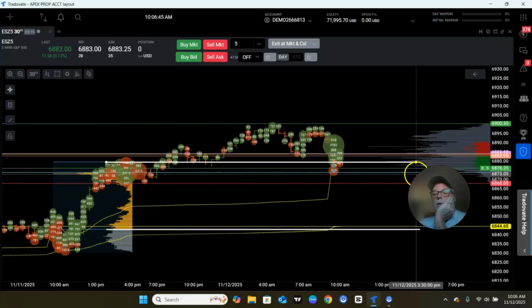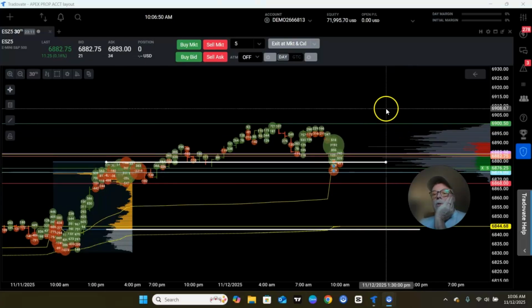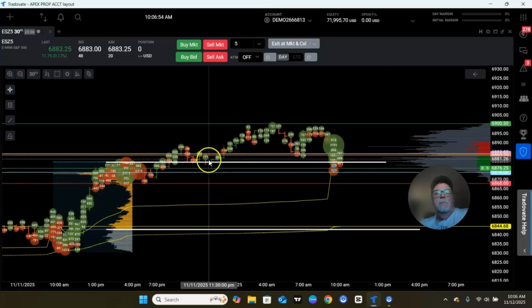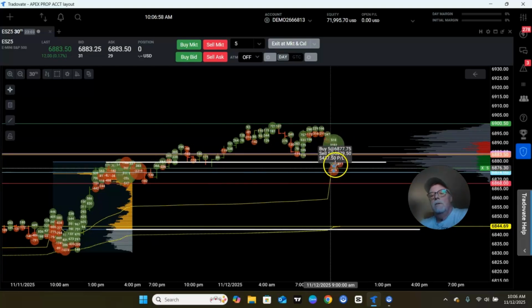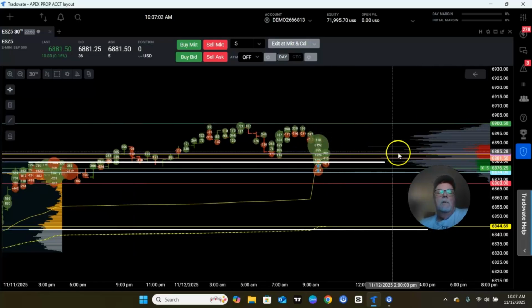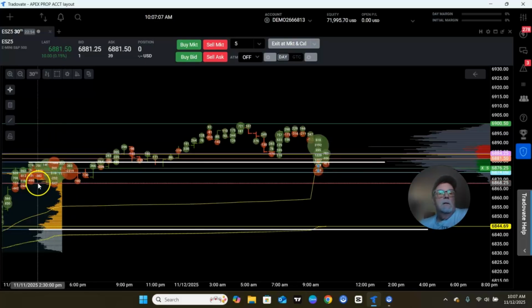These are confluence areas. You can see how we respected it here, getting back to it right here, respected it right here, and built this distribution. So buyers don't really want to let the market go below this volume right here.